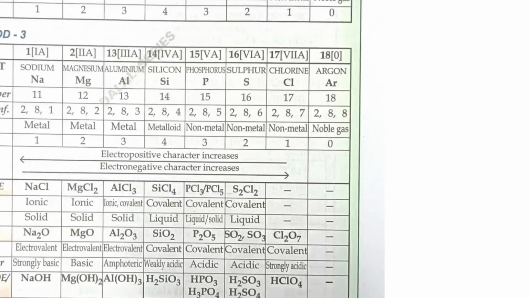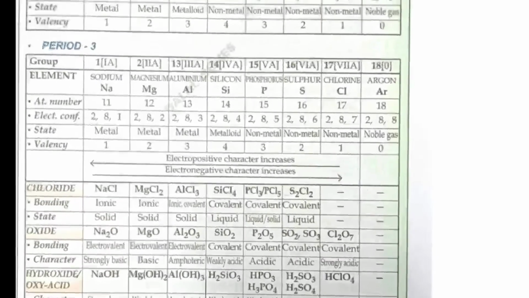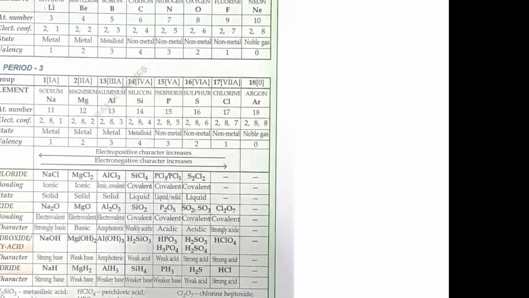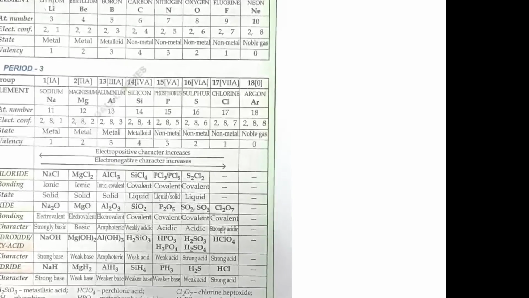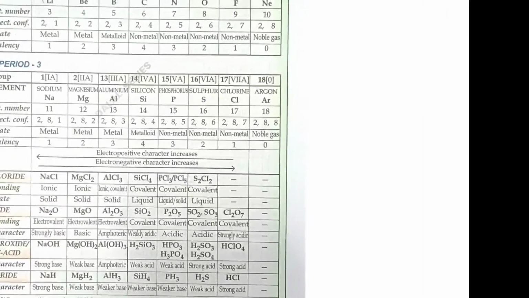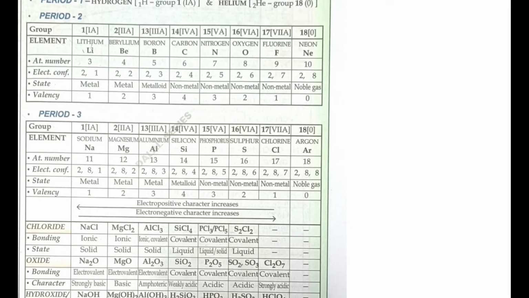Period 3 is similar to period 2, in all the properties. Electronic configuration increases by 1, atomic number increases by 1, state changes from metallic to non-metallic, valency first increases till 4 and then decreases. Okay, so they show the same valency: lithium, sodium; beryllium, magnesium; boron, aluminum; carbon, silicon; then nitrogen, phosphorus; oxygen, sulfur. They are in the same group and therefore show similar valency.